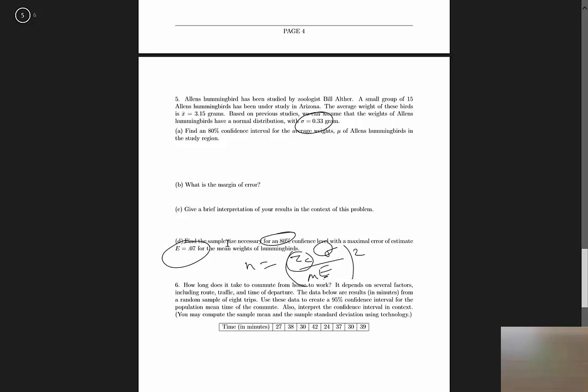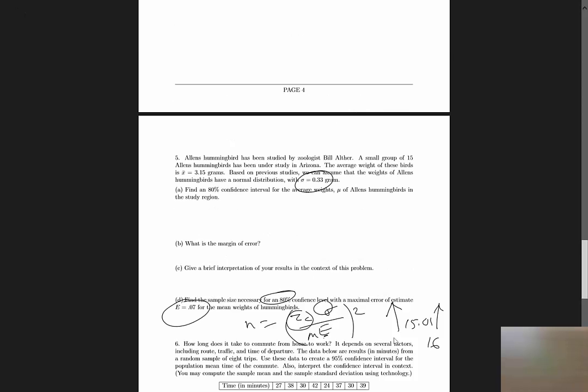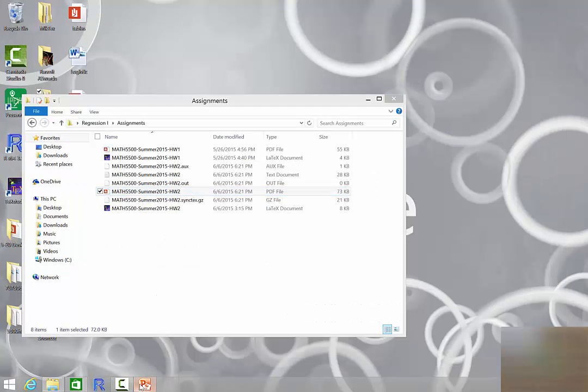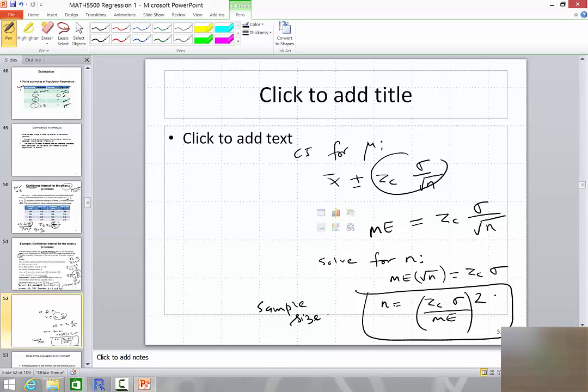Marginal error is here, and then whatever n comes out, always round up. For example, if it comes out 15.01, so tiny, still go up and make it 16. Whatever the sample size is in terms of decimal, always round up. This is the concept you need for homework assignment number 2. All right, we'll go ahead now. So sample size n is equal to Z critical sigma divided by the marginal error, squared.